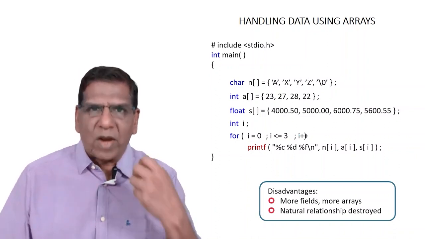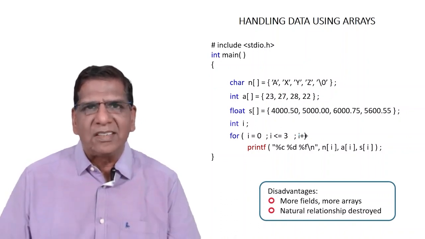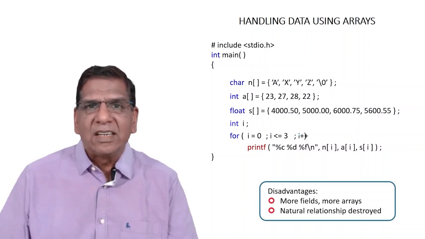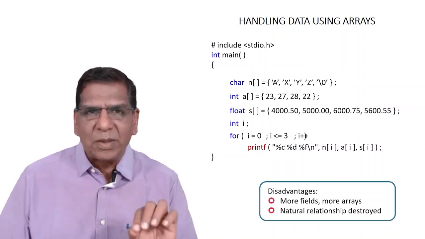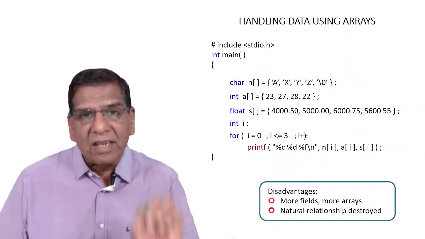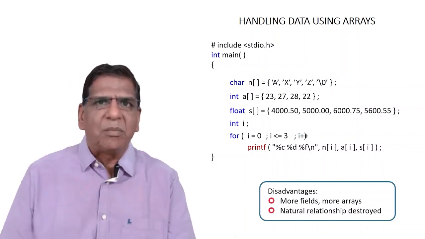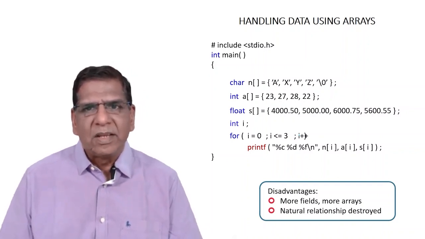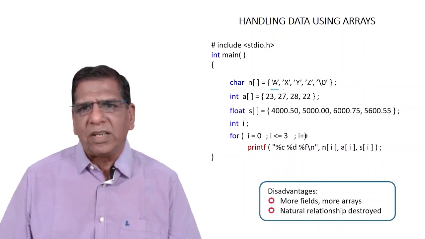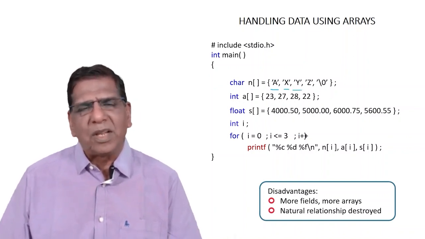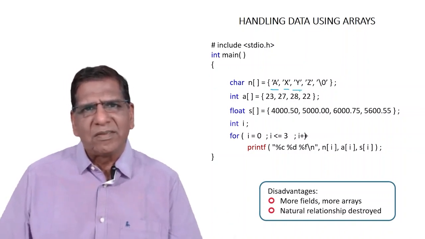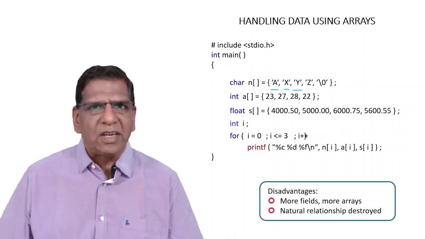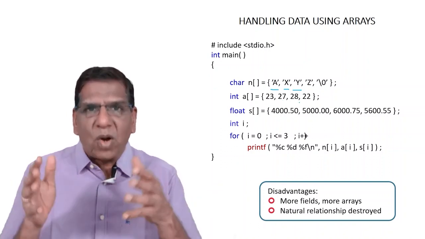But even if we swallow that bitter pill and create 30 arrays, still realize that there is a very, very important disadvantage that has been highlighted here. That is the natural relationship that existed in the data, that stands completely destroyed. What do I mean by this? Well, look at the first array. If I ask you how is A related with X and how is X related with Y, answer is very simple. They are unrelated. They are names of different people. Similarly, 23 has got nothing to do with 27 and 27 has got nothing to do with 28. But we still clubbed them together because they were similar.